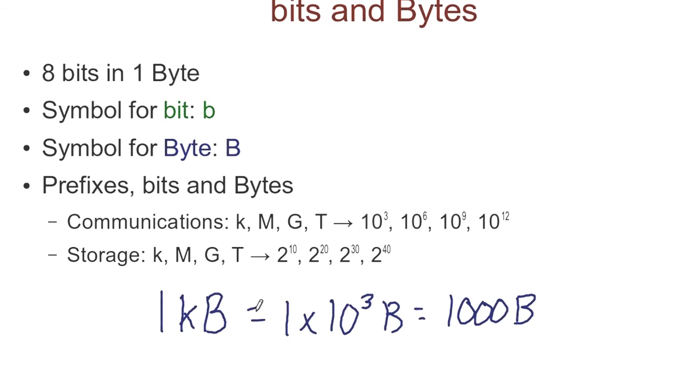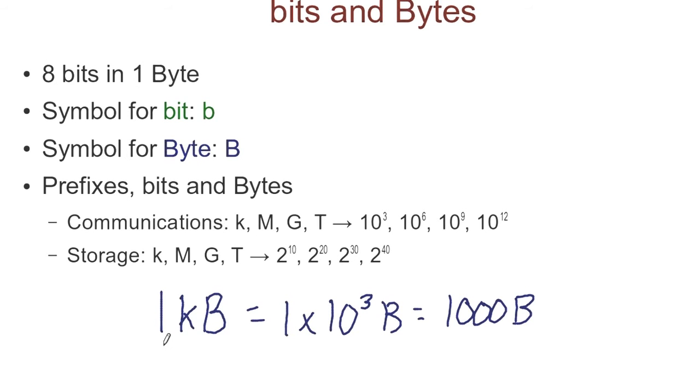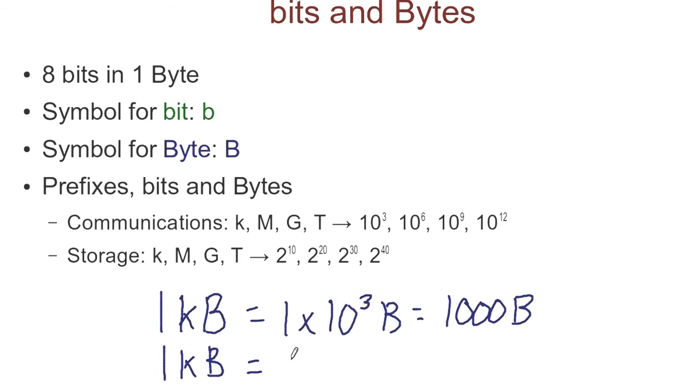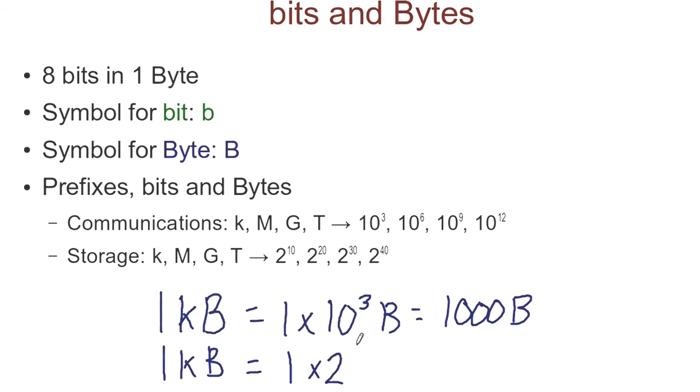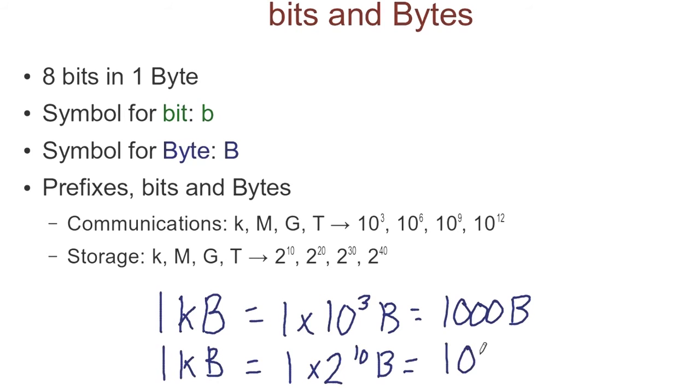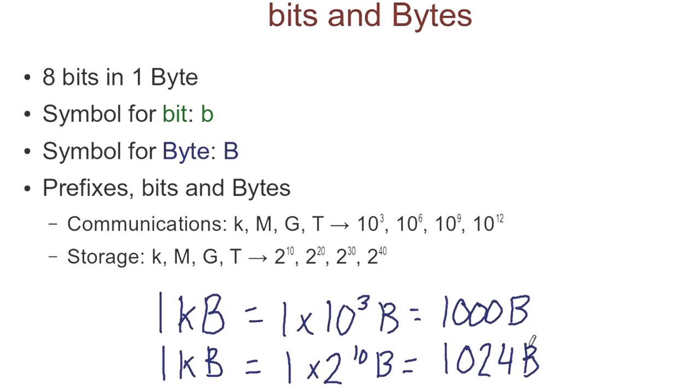But if we're talking, for example, about hard disk size, file size, that is storage, 1 kilobyte, what does the K mean? Well, it commonly means 2 to the power of 10. So we get 1 times 2 to the power of 10 bytes. And 2 to the power of 10 is 1024. Of course, different values. Similar, or close, but different.